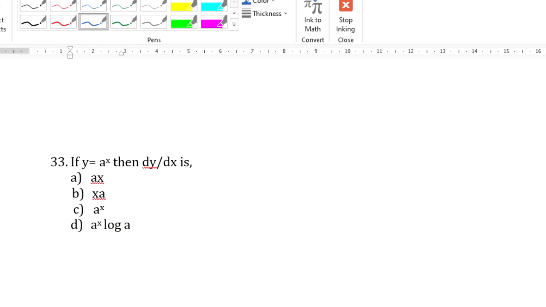If y is equal to a to the power x, then dy by dx is equal to a to the power x into log of a. This is just the formula we had discussed a few minutes back. Next question.